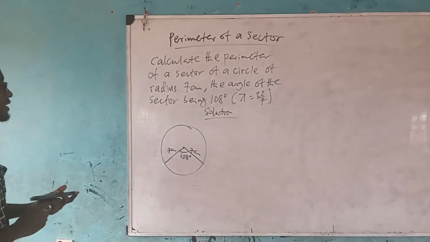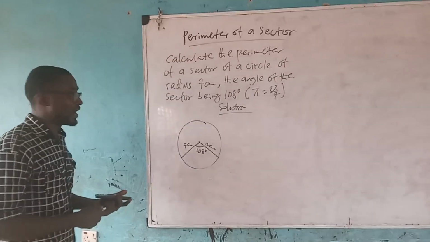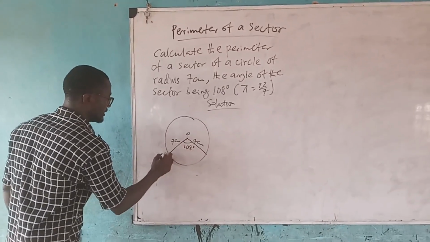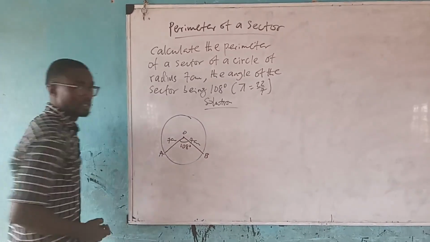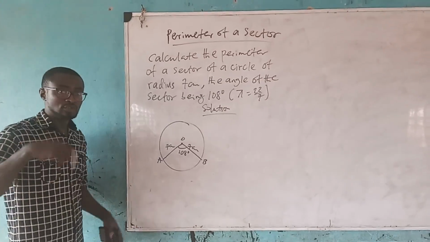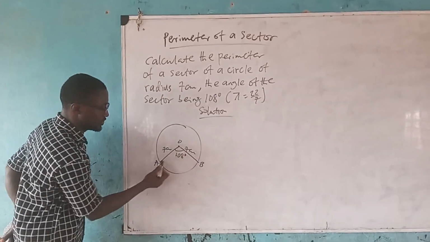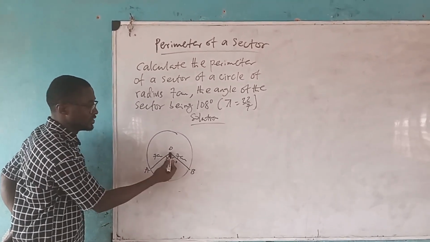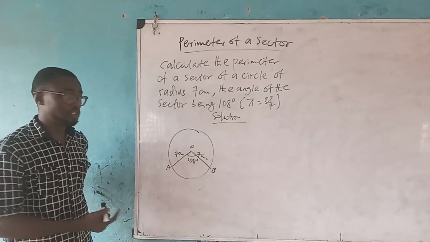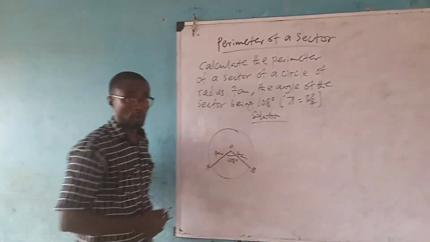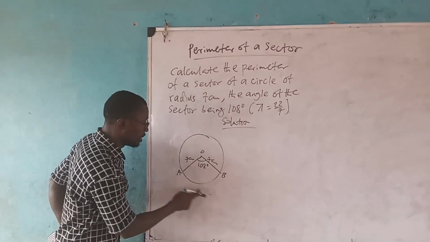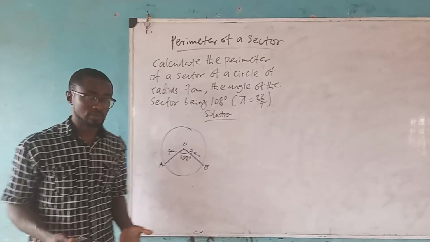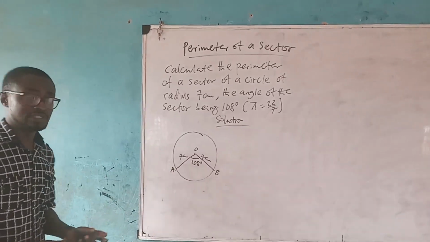Now, what are we told to find? We are told to find the perimeter of this sector. Look at the center: here is center O, here is A, and here is B. Meaning that we should find the total length from O to A, from A through this arc to B, and from this B back to this very point O, which is our initial starting point. The total length of all these parts is what we refer to as the perimeter of the sector.